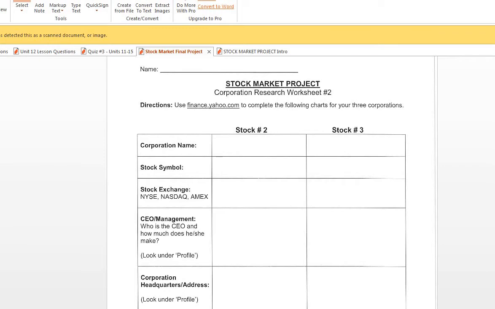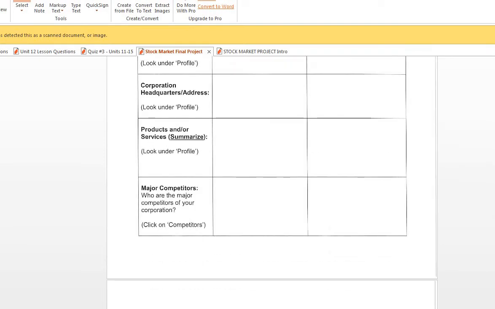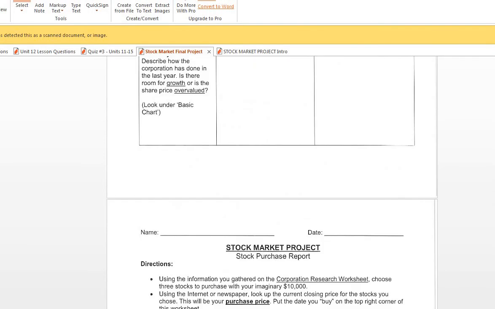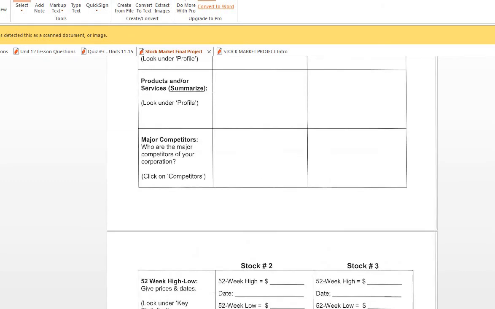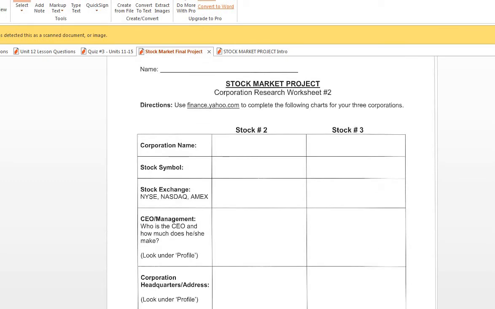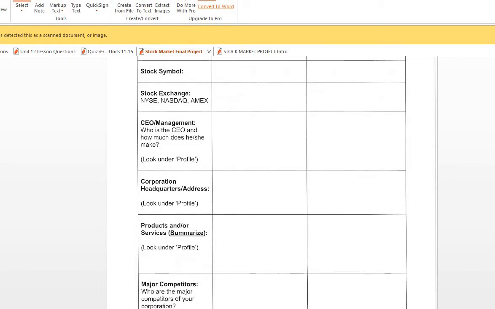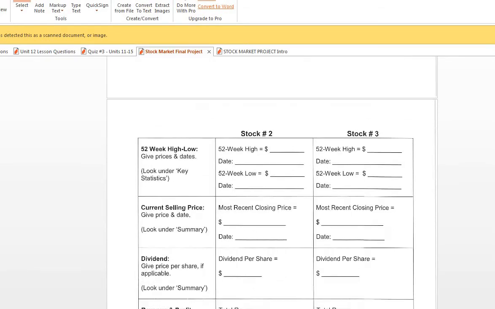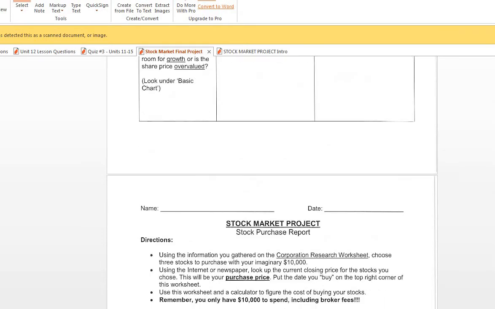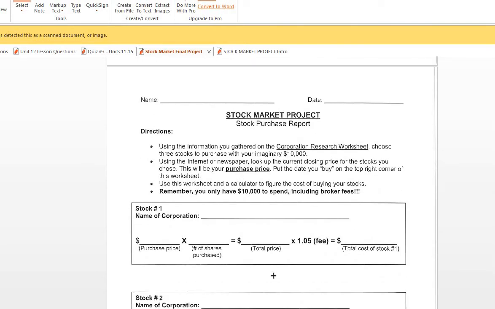So you'll need to do that for each of your 4 stocks. So that is 4 pages worth right there, just in your research. So that gets you page 3, 4, 5, and 6. So now we're on to page 7. Page 7 is your stock purchase report.